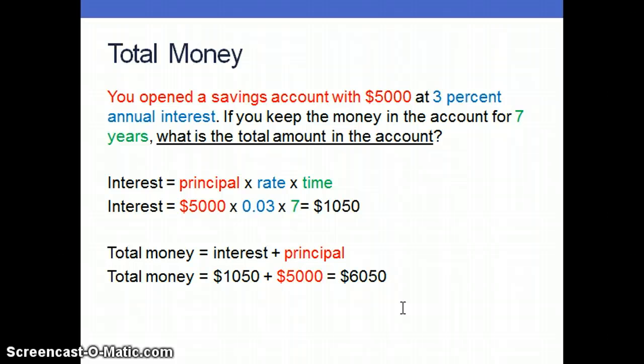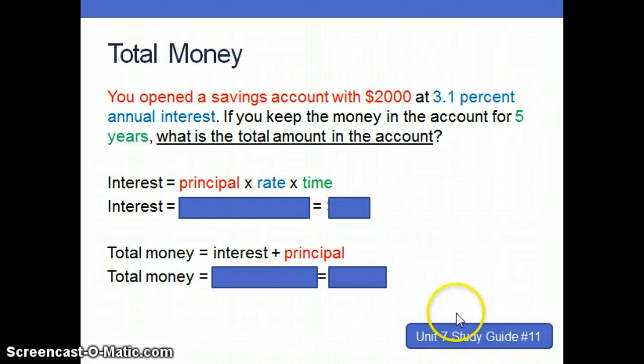Let's go to our last problem. Last problem, this is number 11 on the Unit 7 study guide. I'd like for you guys, I'll read the problem and then I want you to try the whole thing on your own. So when I say to pause the recording, work it out on your own, unpause it, and check to see if you were right.